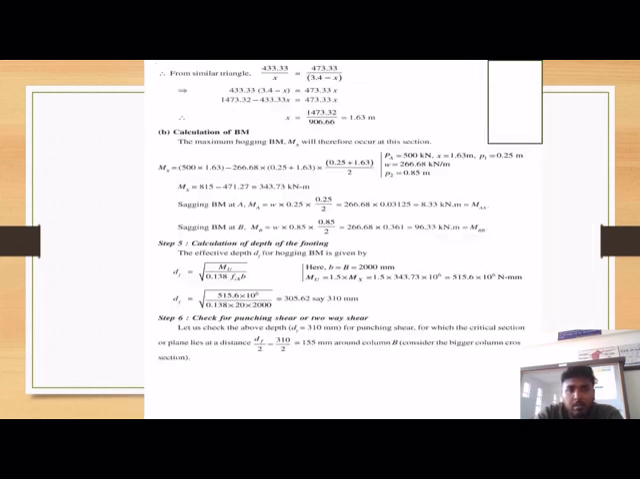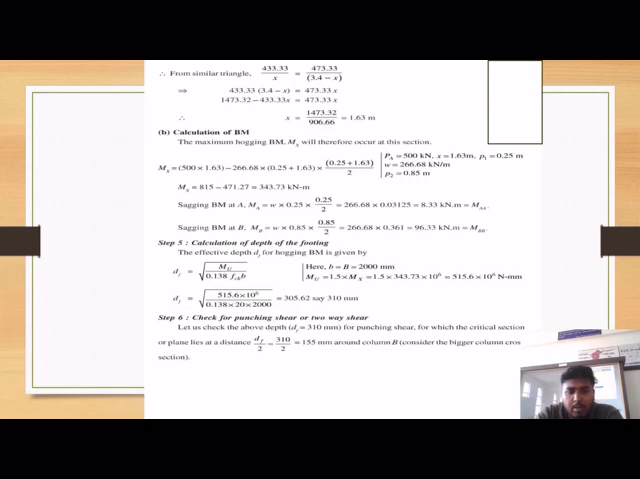Calculation of BM. The maximum hogging BM MX will therefore occur at the section. Sagging BM at A, MA, is equal to W into 0.25 by 2 is equal to 266.68. Sagging BM at B, MB, is equal to W into 0.85, 96.33.